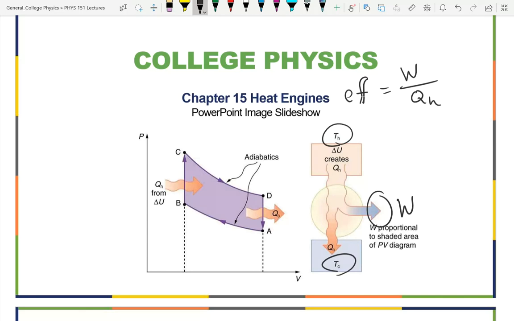In fact, we learned that for a complete cycle, the change in internal energy of a heat engine has to be zero. Right, Trace? What happens if it's not zero, Trace?